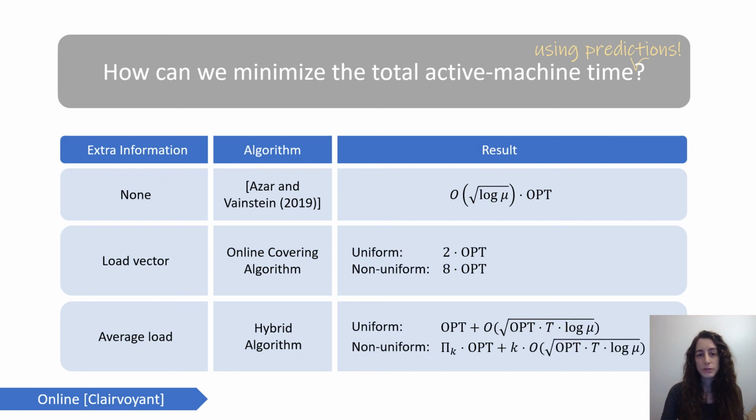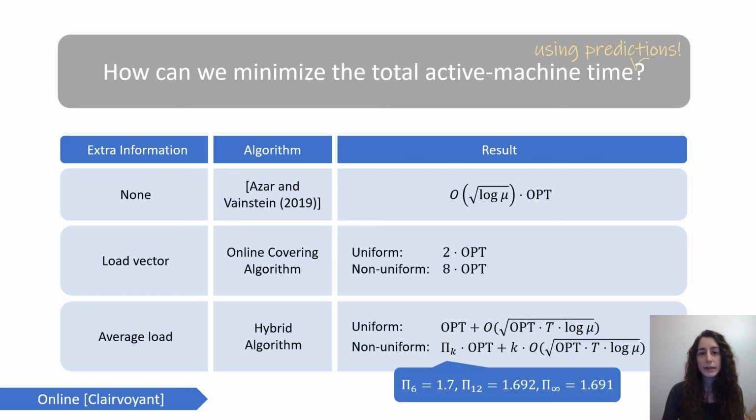Here we can see the results for the non-uniform case, and in the hybrid algorithm, we use the harmonic algorithm as the base of the reduction. So this k that appears here is the parameter of the harmonic algorithm, and pi k is a number that quickly approaches 1.692. An interesting question that arises at this point is how the prediction errors influence the results of the algorithms. We have already started looking into this, and in the paper we have results regarding the second algorithm, and show that it is robust to errors in the average load predictions, as well as show how the lifetime errors influence the results.